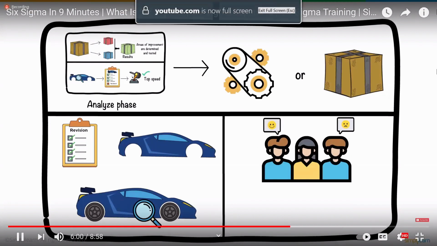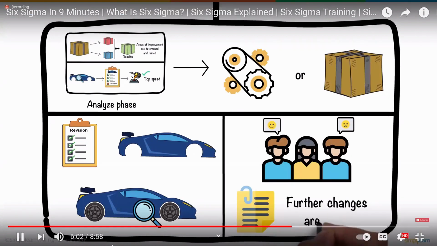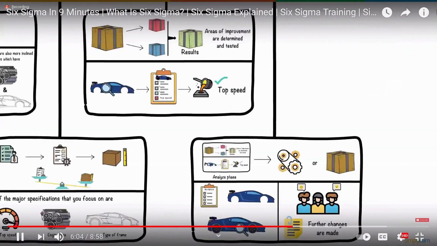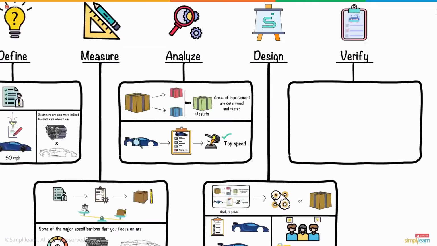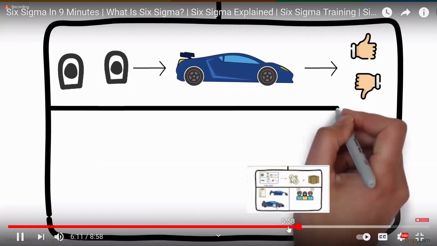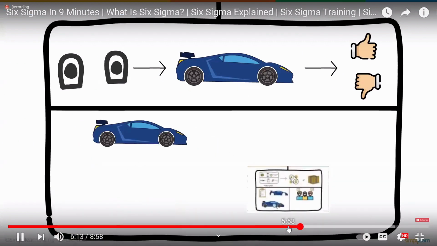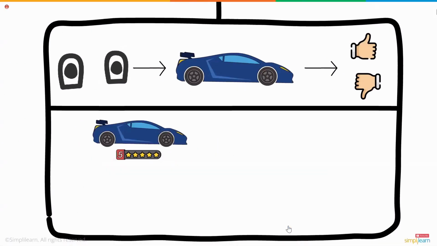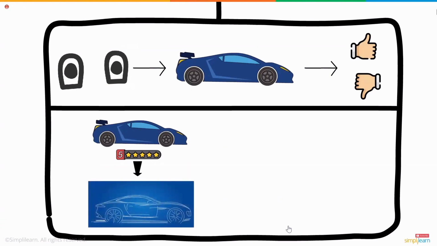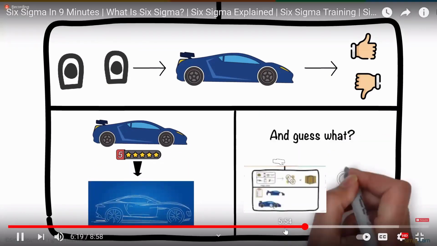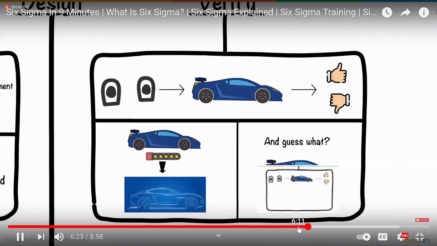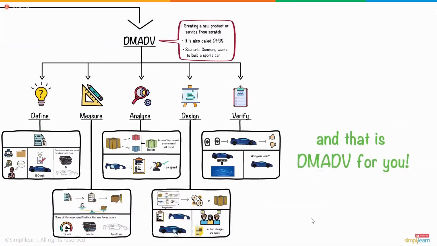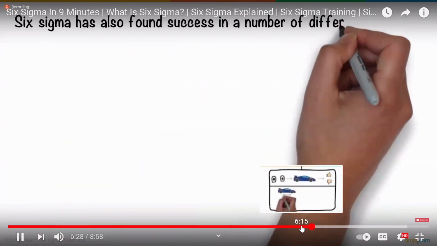You also bring a focus group and see how they receive it. Based on their feedback, further changes are made. And finally, in the verify phase, you check whether the end result meets or exceeds customer requirements. Once you launch your brand new sports car, you collect customer feedback and incorporate it into future designs. And guess what? Your customers are loving the new design. And that is DMADV for you.